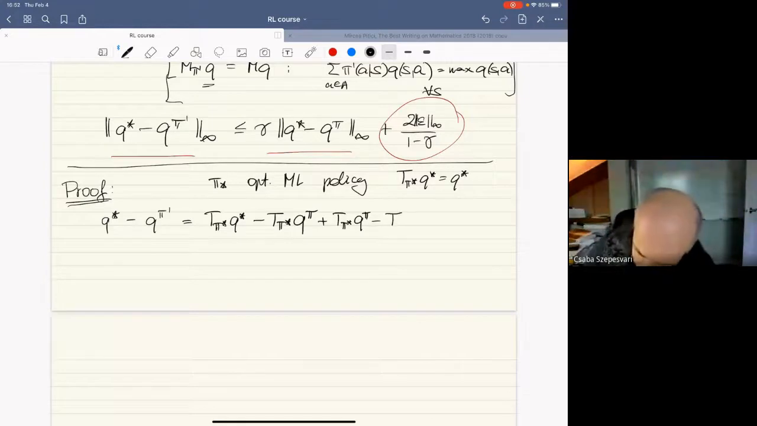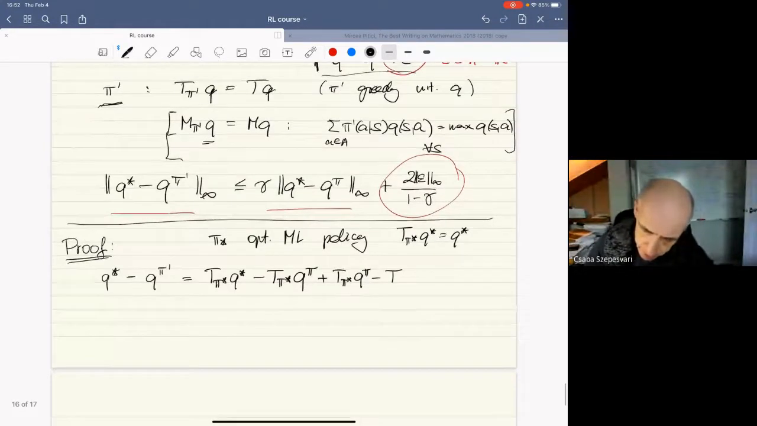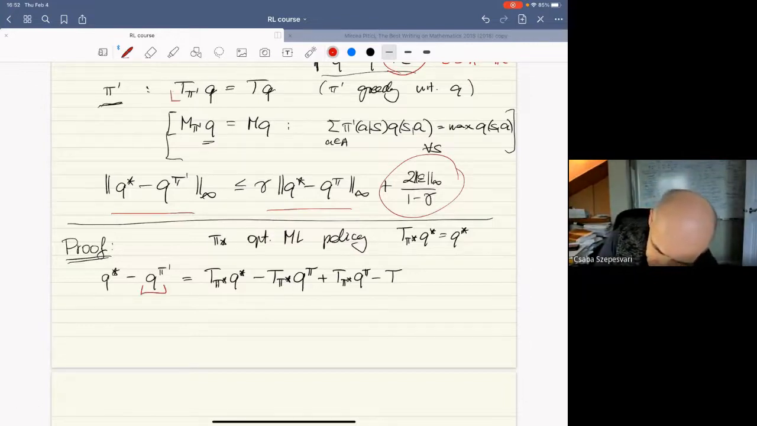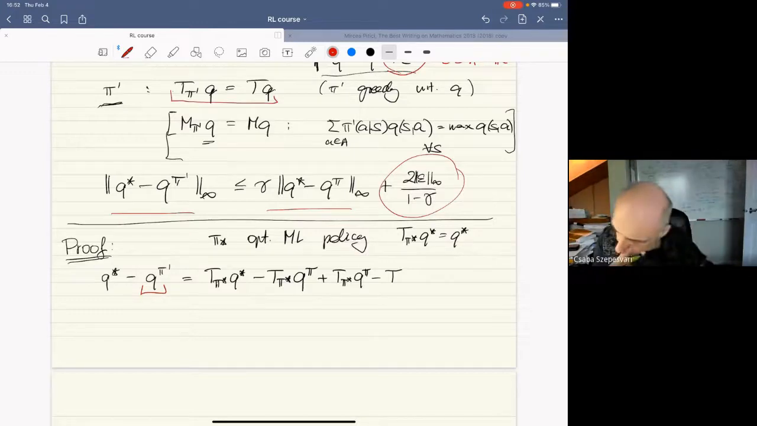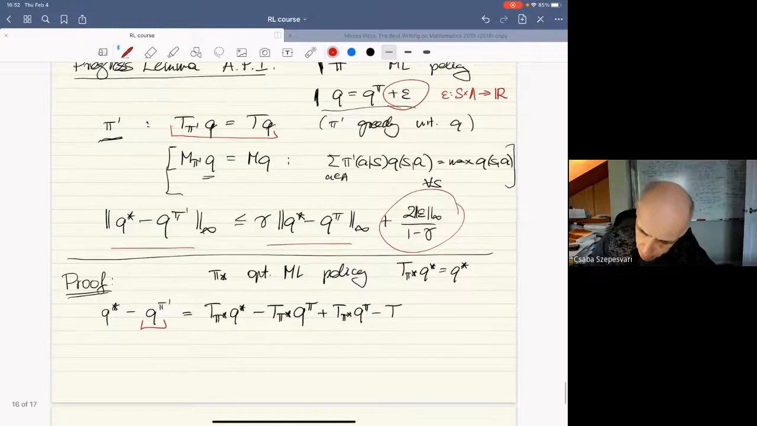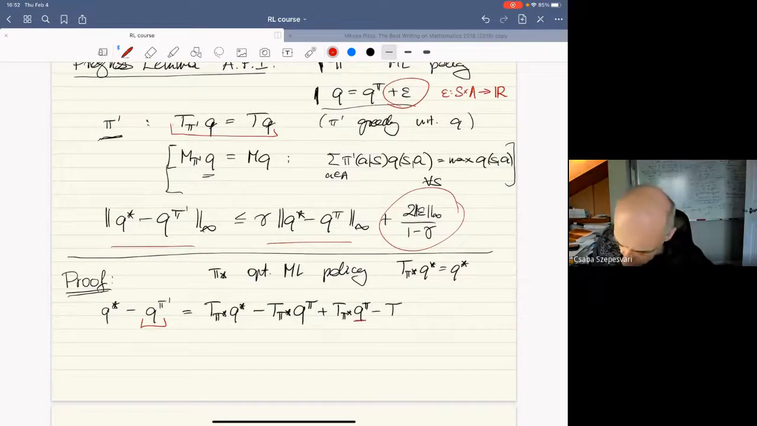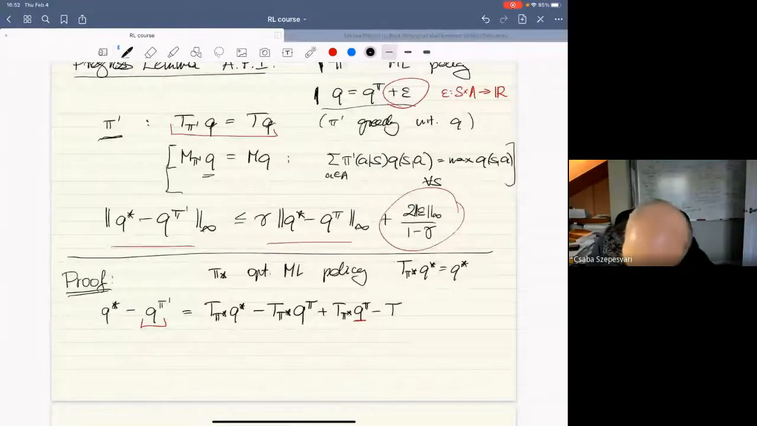And so at one point we will need to switch to pi prime. To be able to do that, we need to somehow bring in q. And q is close to q pi. So every time you see q pi, you might think, oh yeah, that's almost like q. So because of that, we're going to just bring in q here.